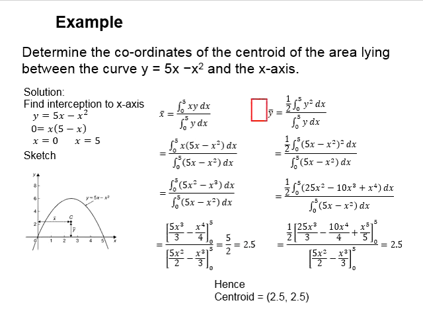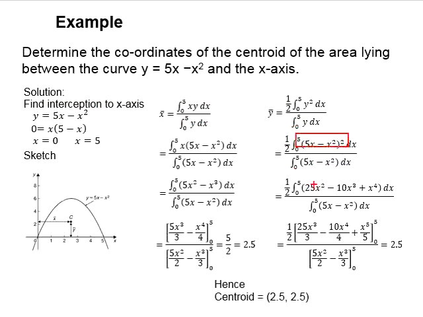For the centroid y prime, this is the formula. You have y squared here and y here to be integrated with respect to dx. Substitute the y function into the equations. You will get this.